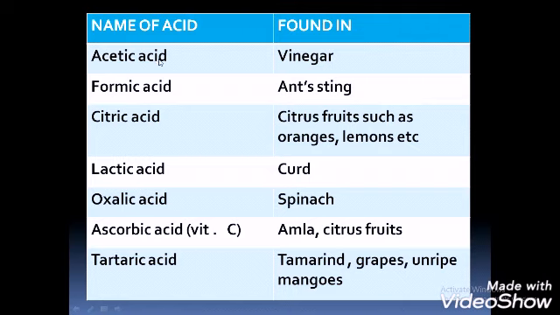So we can conclude some acids and the substances where they are found. First one, acetic acid is found in vinegar. Formic acid, have you heard about formic acid? Yes, it is found in an ant's sting. Then citric acid is present in citrus fruits such as orange, lemons, etc. Lactic acid is present in curd. Oxalic acid is present in spinach. Ascorbic acid, also known as vitamin C, is present in amla, citrus fruits, etc. Then tartaric acid is present in tamarind, grapes, unripe mangoes. These are all the names of acids and the substances they are found in. So this is very important.